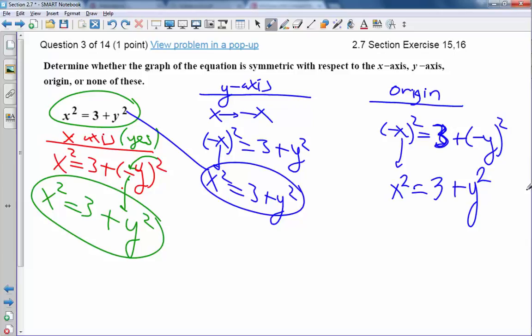I'm kind of fast because, yes? So if it has an origin symmetry, it has to have x and y symmetry? No, we can't say backwards. Hold on. If it has both x and y axis symmetry, then it automatically has origin. But backwards is not correct. Some graphs have origin symmetry, but they have neither x nor y axis symmetry. Okay? Such as this one.